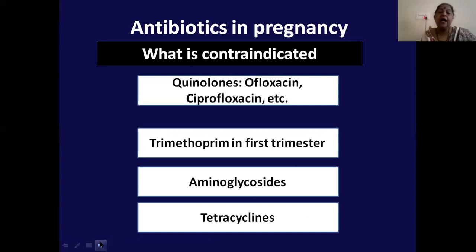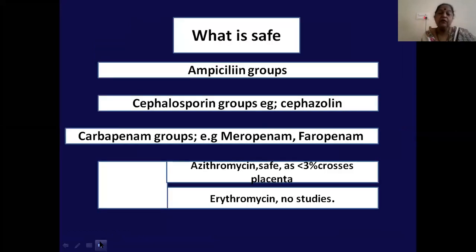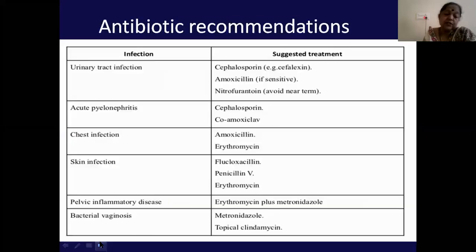So you write it: quinolones, ofloxacin, ciprofloxacin, trimethoprim in the first trimester, aminoglycosides, and tetracycline. These are contraindicated drugs. The safe drugs are ampicillins, cephalosporins, and the penicillin group like carbapenems. These are safe. Azithromycin is safe because less than 3% crosses the placenta. For erythromycin, there are not many studies.